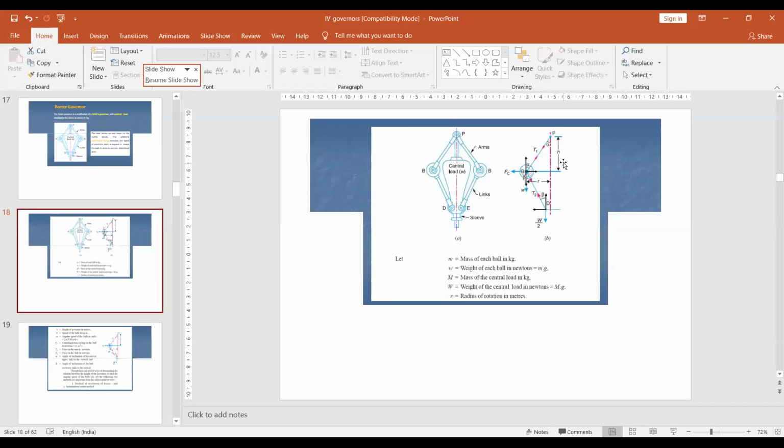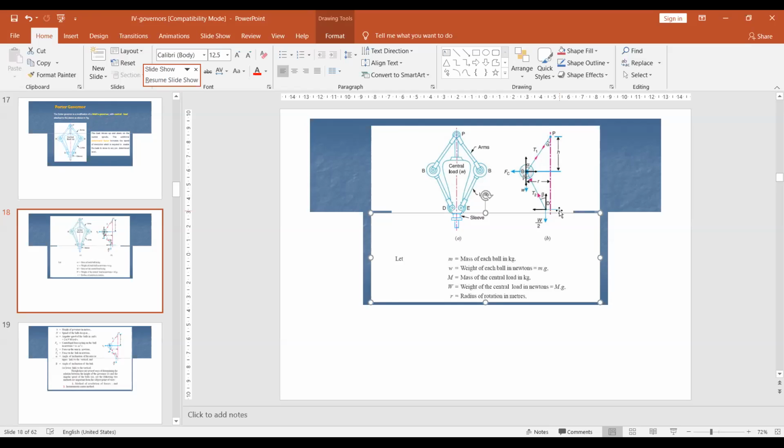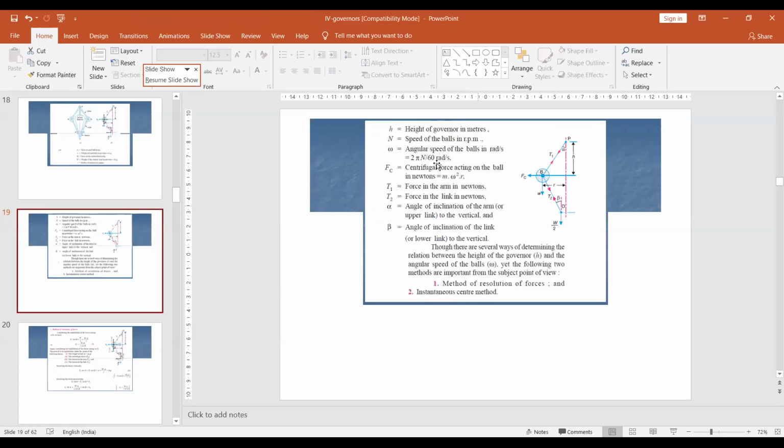Now the height of the governor, h, is the distance from the pivoted point to the center of the fly balls. Our arms and links are also making some inclinations, alpha and beta, with the spindle axis. Those are the forces involved in our system. The other notations are small h, the height of the governor, N, the speed of the ball, and omega, the angular speed of the ball.